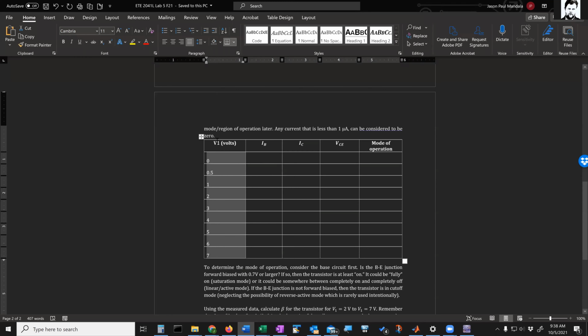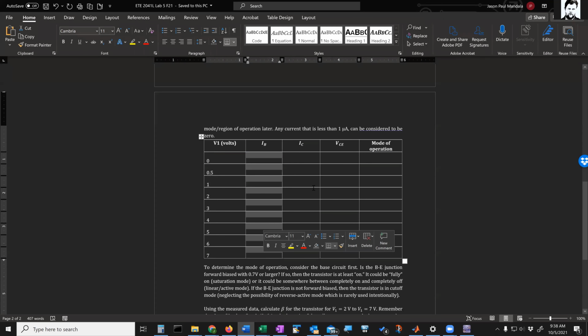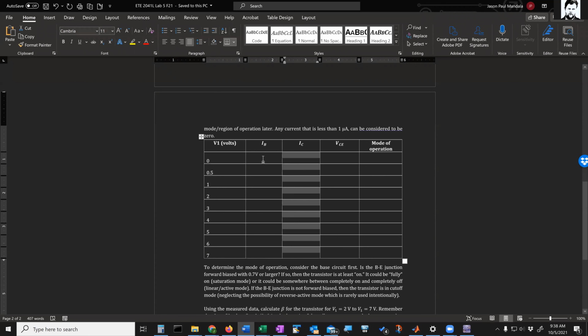So V1 is a supply that's connected directly to the base. As we increase this voltage, we're increasing the base current. So base current's increasing over here. And since the collector current is just beta times the base current, we would expect the collector current to also increase as we go down.